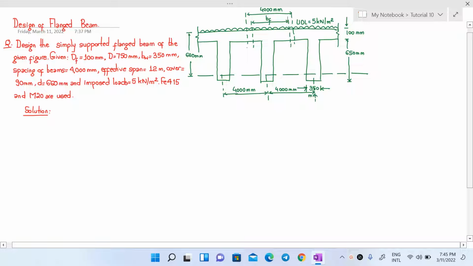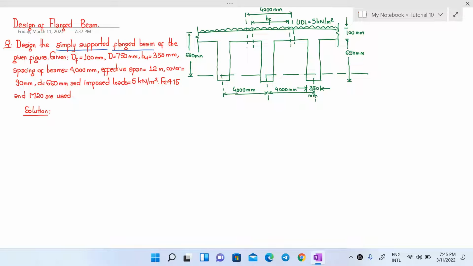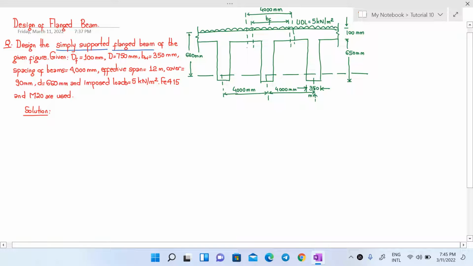So the question for design is given on your screen and you can see it right now. We have to design a simply supported flanged beam for the figure that is given alongside here. We have the following data given. First, the depth of the slab, or the depth of the flange of the T-beam you can say, is 100 mm. The total depth of the beam is 750 mm, so that the depth of this web part will be 750 minus 100, that is 650 mm.